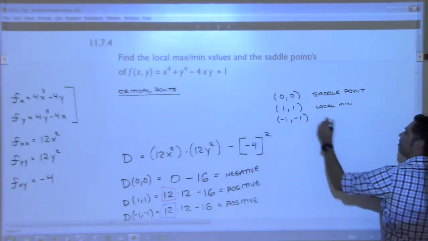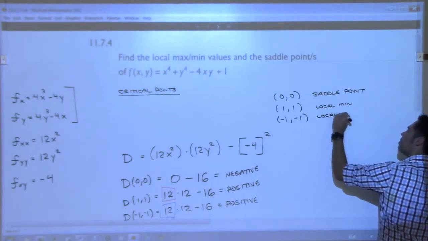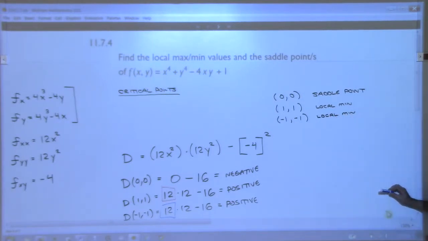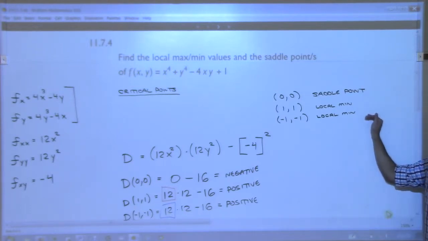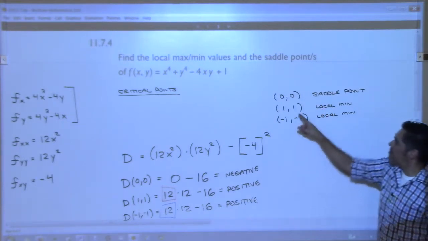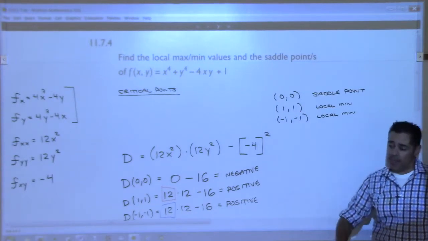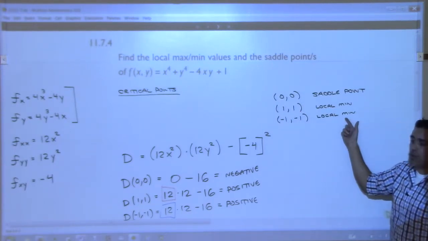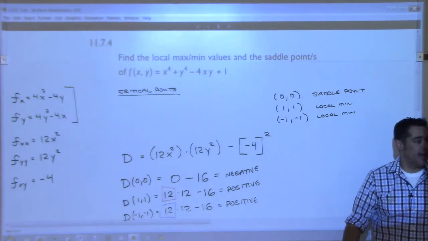So local minimum here. Questions? Now, this tells us where these happen, but it does not tell us what the values are. This tells me, look, at 0, 0, I've got a saddle. At 1, 1, I have a local minimum, and at negative 1, 1, I have another local minimum. But what is that minimum? How do we get that?